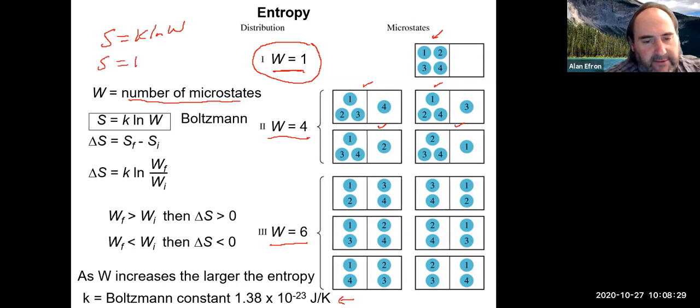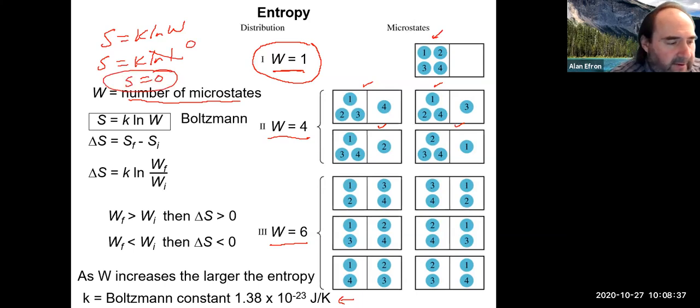If we take S is equal to K times the natural log of 1, the natural log of 1 is 0, which means S is equal to 0. So you get a very small value for S, as opposed to here, if you did the natural log of 6, you get something like 1.76, which obviously gives you a more positive number as you come into our delta S here, or our S in this particular case.